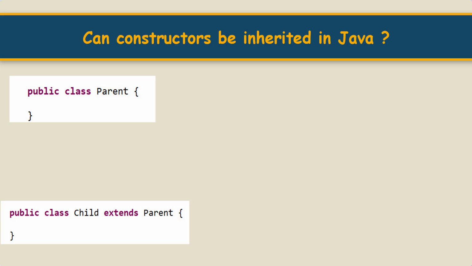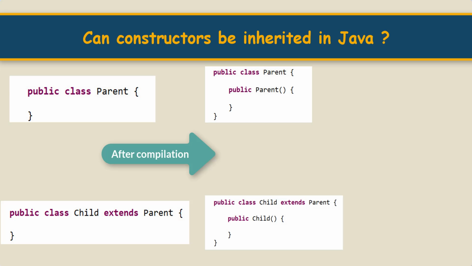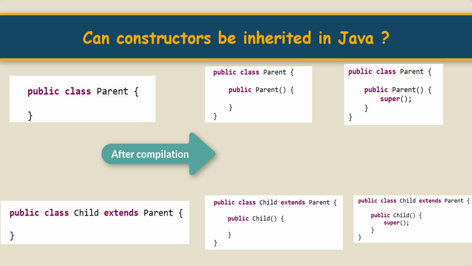Let's say I have this parent class and I have created one child class from this parent. Now in the parent class I have not added any constructor, same in the child class. When we compile this program, the compiler will add a no argument constructor in both classes. The parent class will have its own no argument constructor. Similarly, the child class will also have its own no argument constructor after compilation. Under this no argument constructor, the compiler just adds a call to super, which calls the constructor of the immediate parent of the current class.